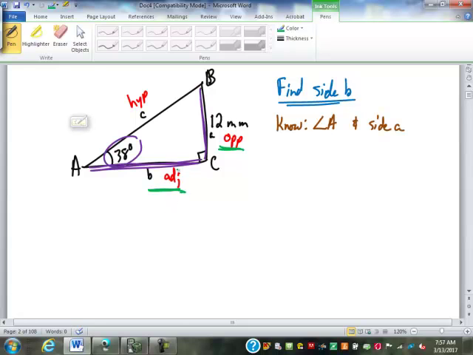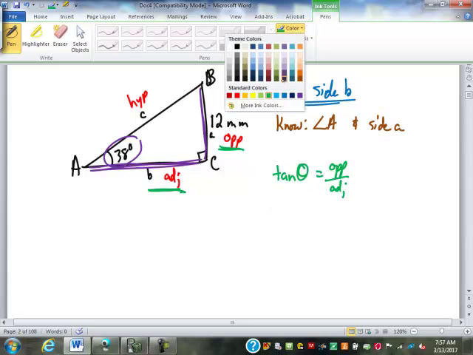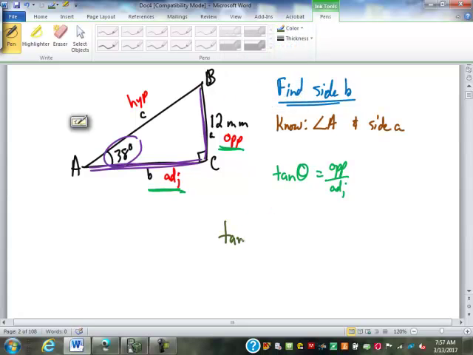Which trig functions deal with opposite and adjacent? There's two of them, tangent and cotangent. Now cotangent isn't on our calculator, so we're not going to mess with it. But the tangent of an angle is opposite over adjacent. So we're going to fill in what we know. We know that angle is 38 degrees. So tangent of 38 degrees. We know the opposite side is 12 millimeters. The adjacent side is side B. That is what we're looking for.